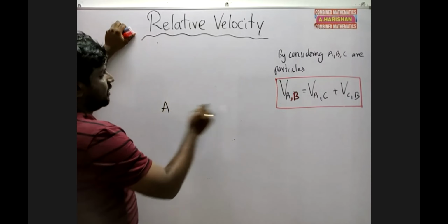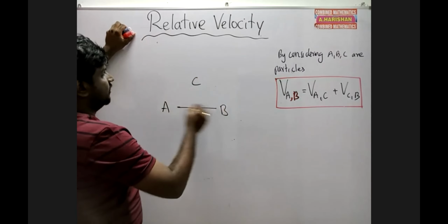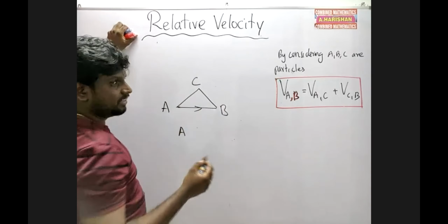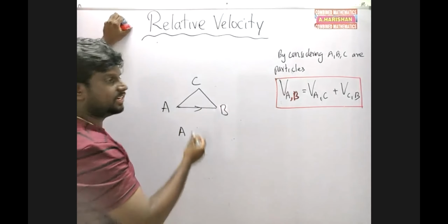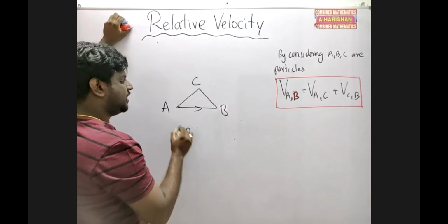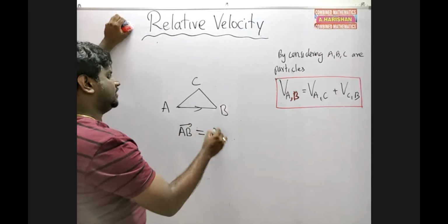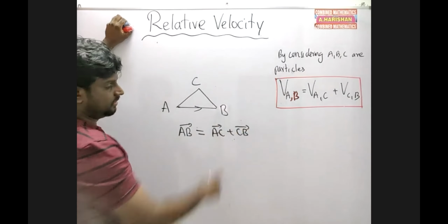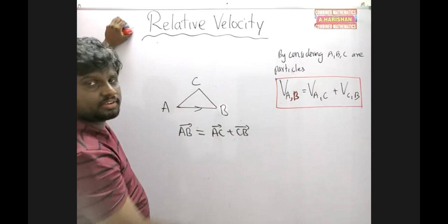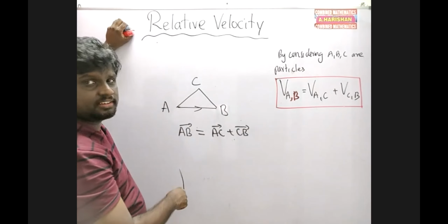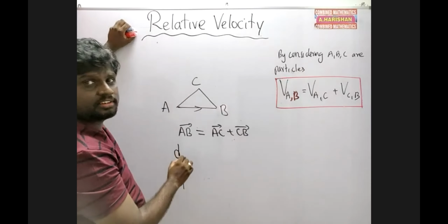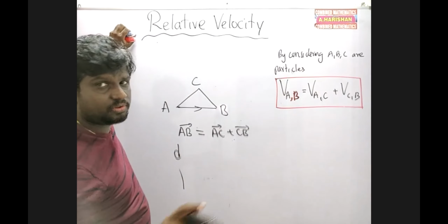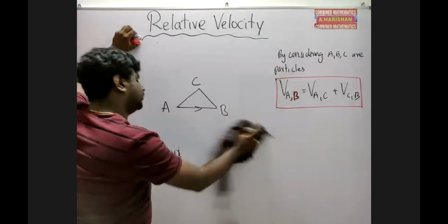See, A, B, C. So this is the displacement rule. Vector. We have learned now the displacement rule: AB equals AC plus CB. Once I am writing, you should have asked there. What about that? Differentiation. That's okay, right? Differentiation. Okay, that's it.